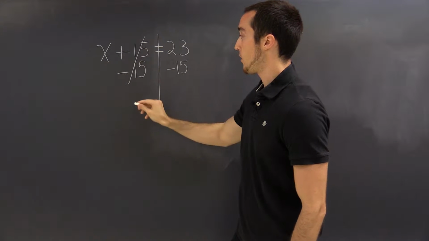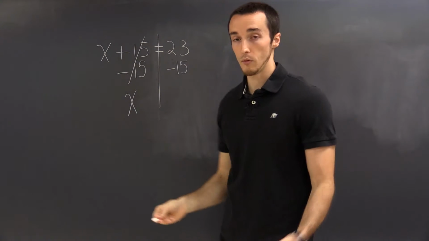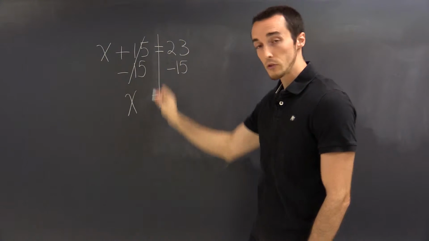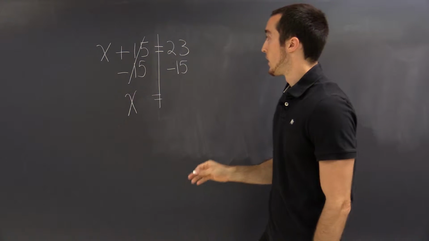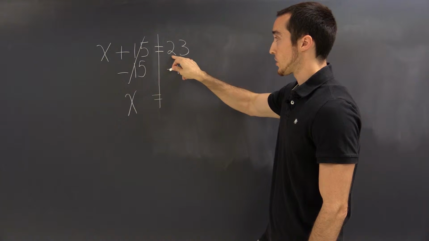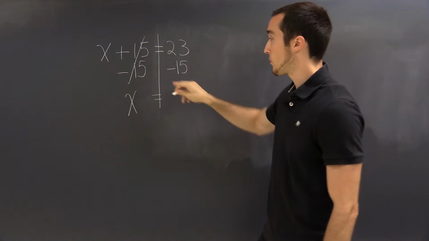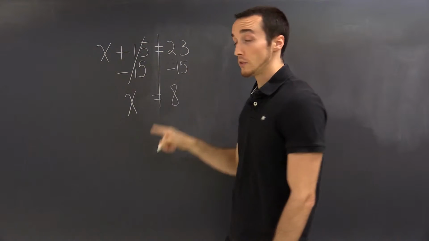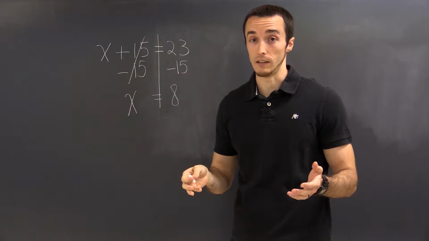And we're going to drop down our variable, and we have our variable by itself, which is what we wanted. We still have our equal sign. Don't lose track of where it's at. It's in the river. And then on the right-hand side, we're just going to do the subtraction problem. 23 subtract 15 is 8. So x equals 8, and that is our final answer.